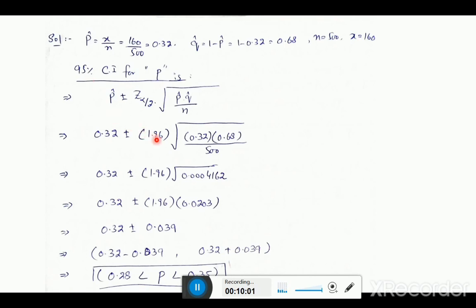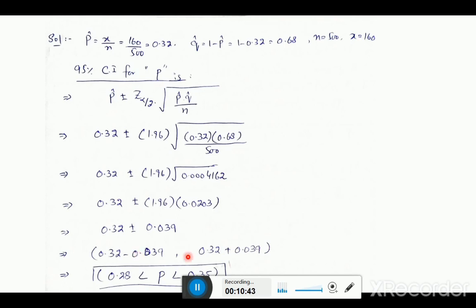the value from the table is 1.96, which we have already done. Under the root, P is 0.32, Q is 0.68, divided by n, the total sample, 500. Now solve this equation: 0.32 multiplied by 0.68 and divided by 500, you will get 0.0004162. Take the square root of this term and you will get 0.0203. Now 0.0203 must be multiplied by 1.96 and you will get 0.039.